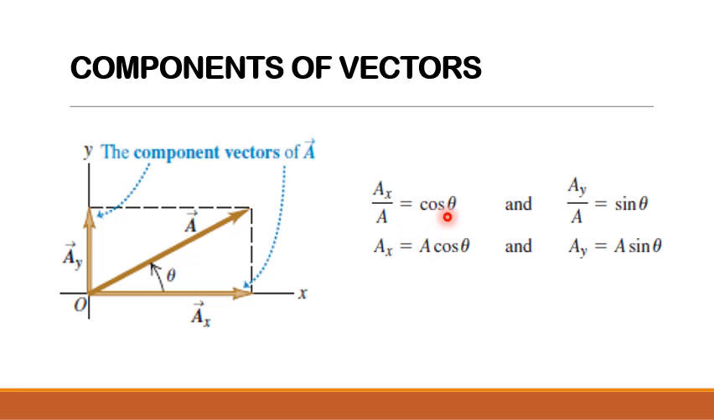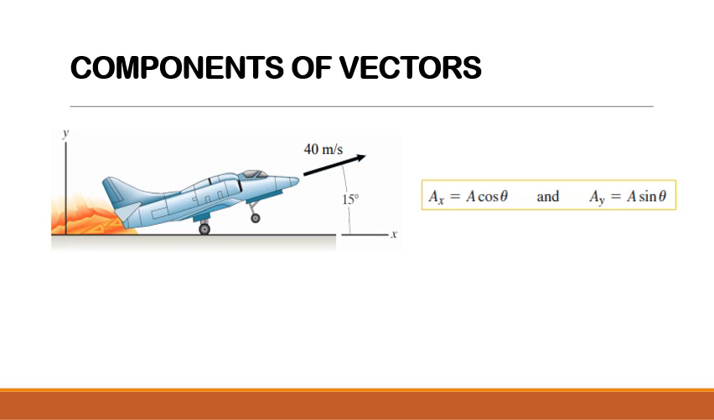Take note, cosine theta is equal to the adjacent over the hypotenuse, the adjacent leg over the hypotenuse. So when you want to get only the x component of the vector, then you just have to multiply a with the cosine theta. Same is true with the sine theta, the y component divided by the vector a. So the y component of the vector is equal to a, or the magnitude of the vector a, multiplied to sine theta. So let's have an example.